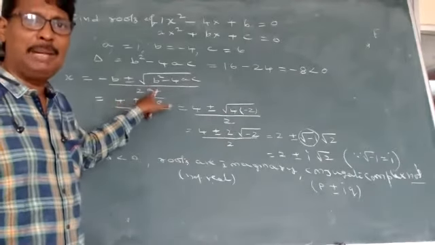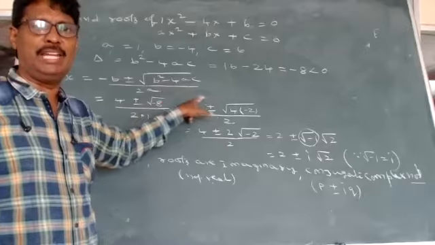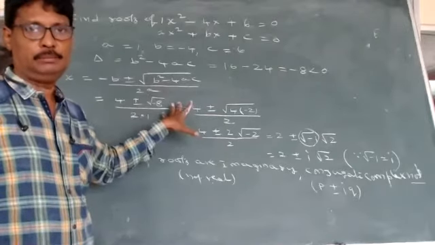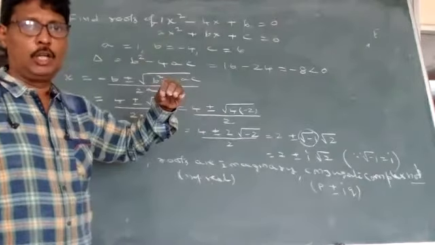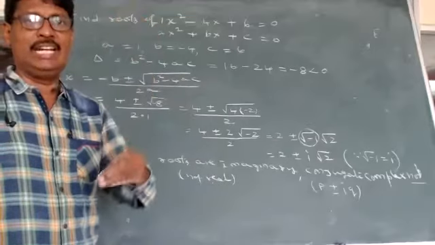Minus b plus or minus root of b square minus 4ac by 2a. So finally, I conclude using these three conditions.